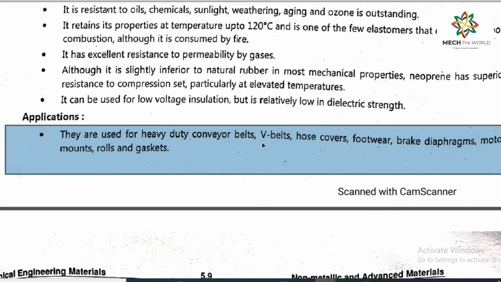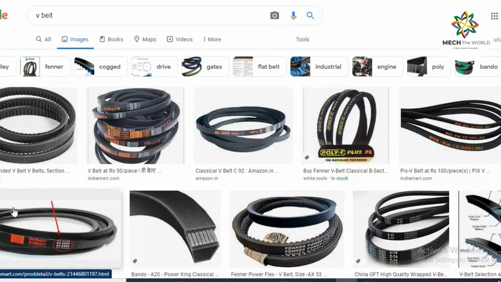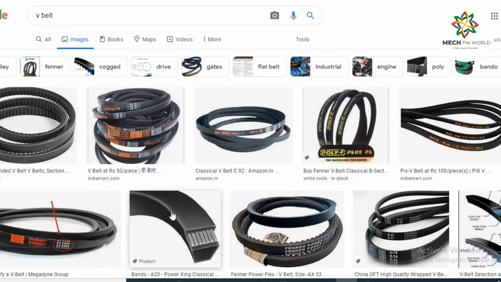Now what is a V-belt? These are images of V-belts. You will find these V-belts in your four-wheelers, passenger cars as well as heavy duty vehicles. Such belts are used to connect the motor with the cooling fan, which is mounted just in front of the radiator. So these belts are called V belts.